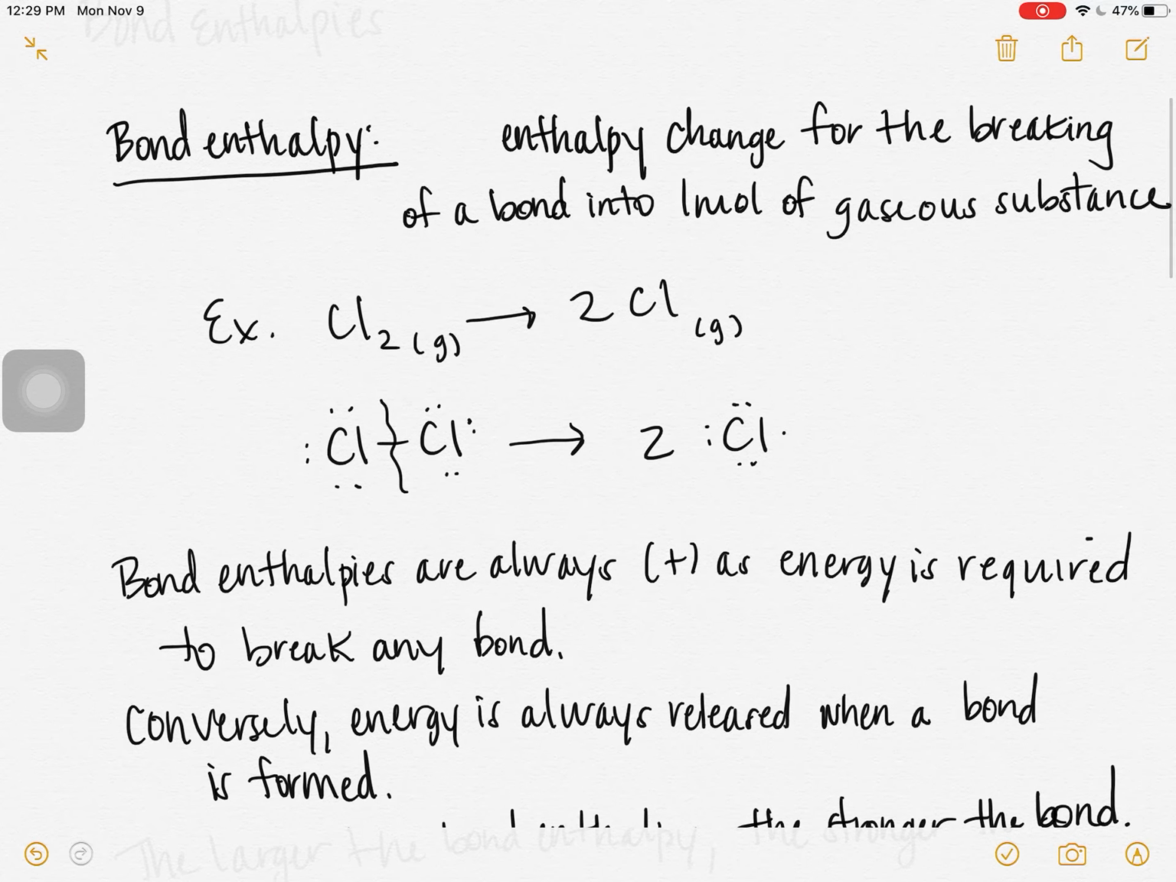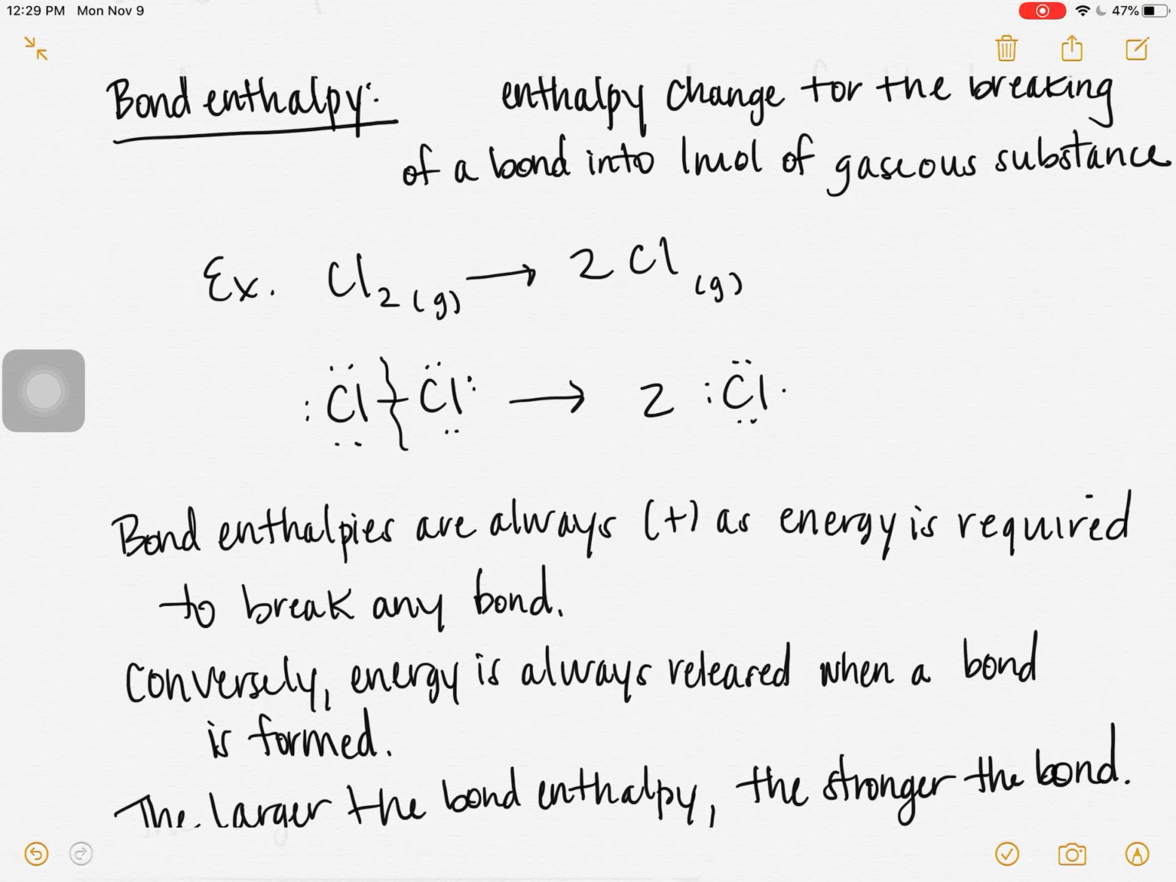So bond enthalpy is defined as the enthalpy change for the breaking of a bond into technically 1 mole of gaseous substance. So the example would be taking the chlorine molecule and breaking it apart into the 2 chlorines that make it up. So in Lewis structure form, which I think is the more important thing, it's looking at breaking, in this case, a single bond between those 2 chlorine atoms and turning it into just 2 chlorine atoms.